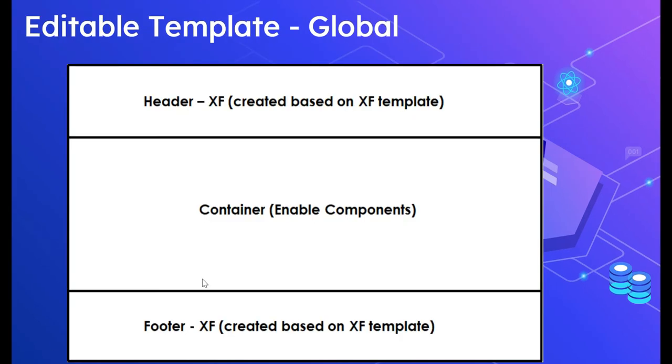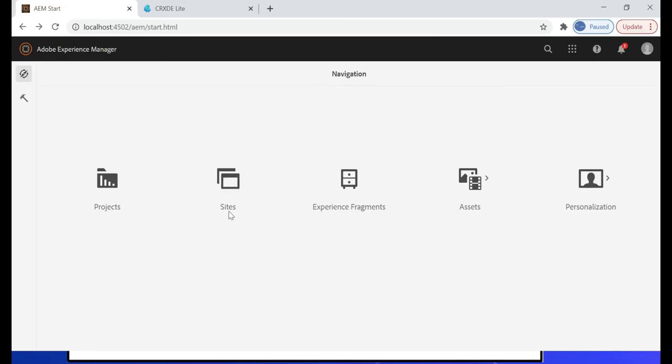Most of the time, we will have a generic template. If you see here header and footer, the header and footer is enabled through experience fragment. Also, there is a container. So this enabled with allowed components. While creating the pages, author can add the required components to this container. Let us quickly see the demo.